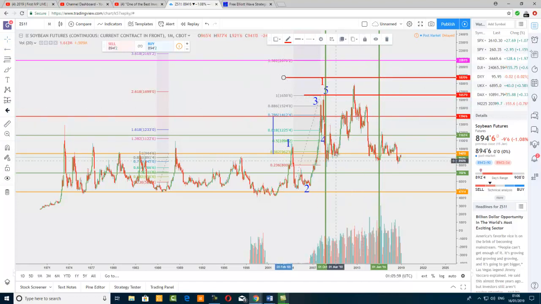So you can see that the B wave of the flat correction was heading toward the 138.2% level, but stopped before the median line between the high of the fifth wave and that 138.2% Fibonacci extension level. Do you agree or disagree? Have you found something else? Let us know in the comment section.